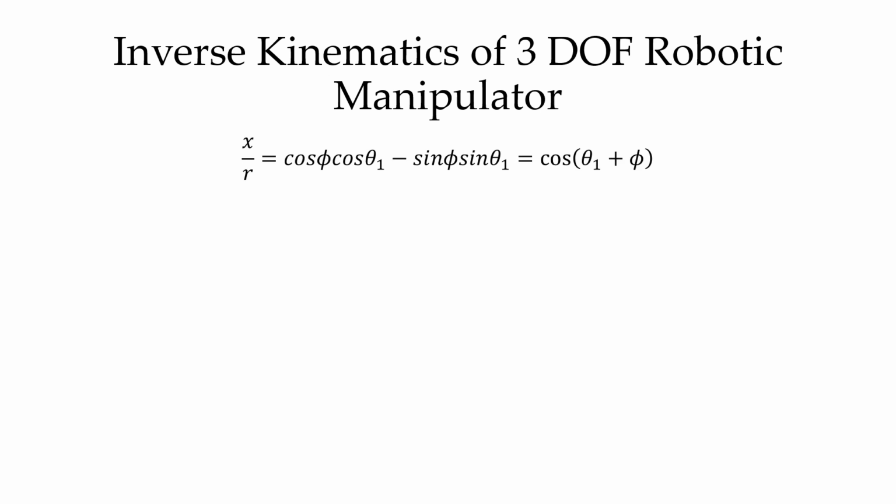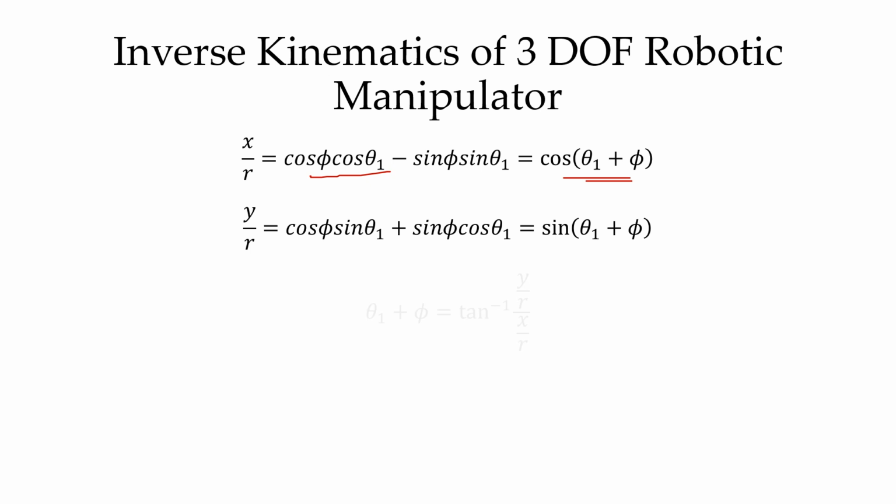Now why we are doing this is because we are trying to manipulate it in such a way that we can get this expression finally. That's why we have defined that cos phi is equal to K1 by R and sin phi is equal to K2 by R. So we will be getting this kind of expression, and we will write it in this form: x by R is cos theta 1 plus phi. Similarly, y by R will be equal to sin theta 1 plus phi.